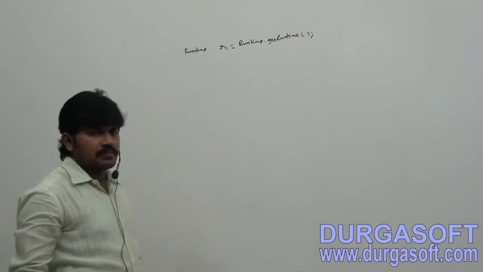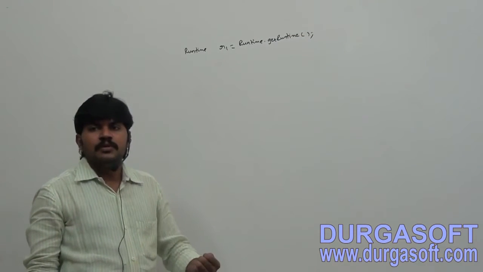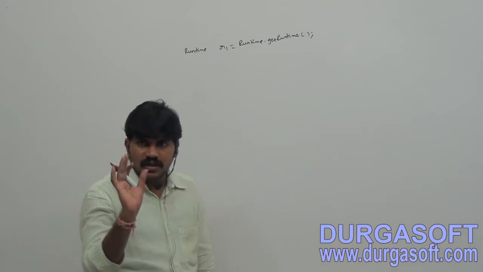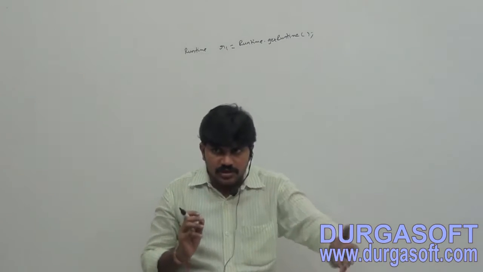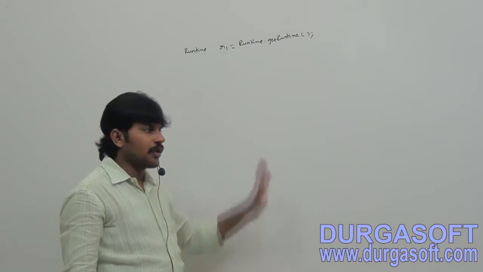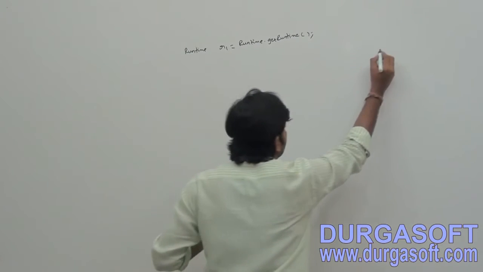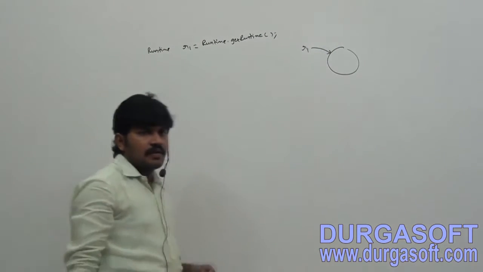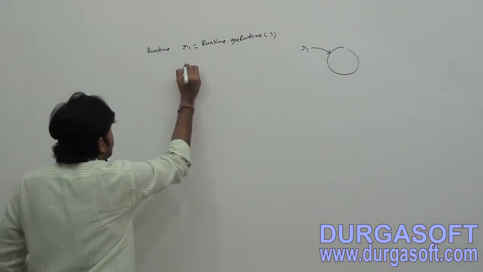Sir, first person came, and I want runtime object. What is your requirement? I want to communicate with the JVM, because runtime object can be used to communicate with the JVM. Sir, I want runtime object to communicate with the JVM. Okay, no problem. Get that object. Now R1 person got the first object. Now after some time R2 person came.